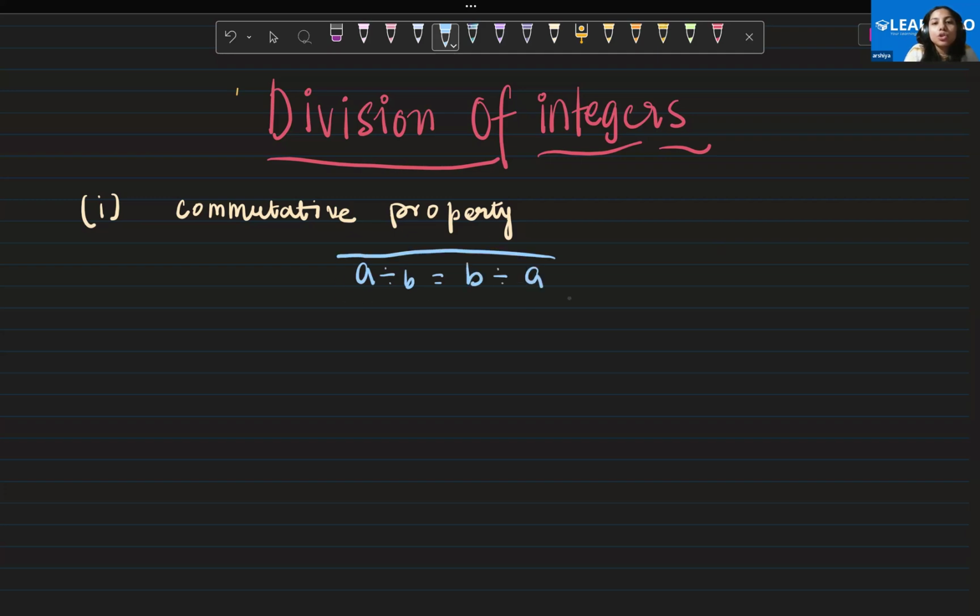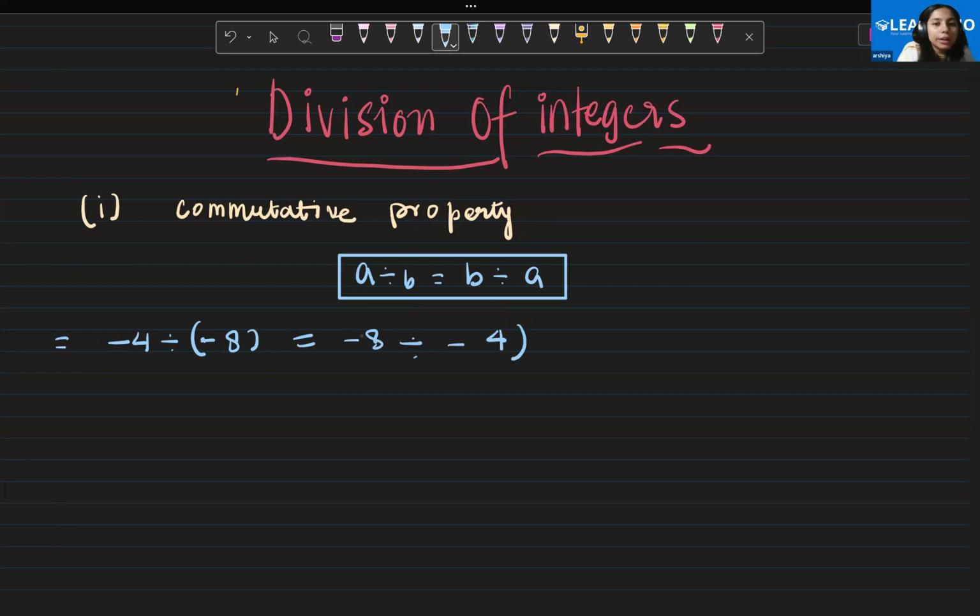So this should be the commutative property, right? But now let's check whether this can happen or not. Let's say I have -4 divided by -8, and this should be equal to -8 divided by -4. If I write -4 by -8, what will I get? The negative sign gets cancelled with the negative. 4 ones are 4 and 4 twos are 8. So the answer is 1 by 2. If I do -8 by -4, everyone first pay attention.